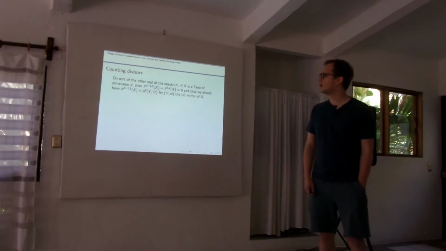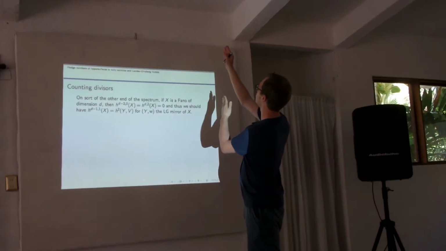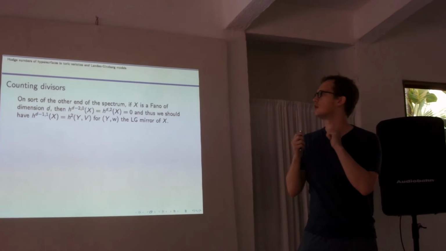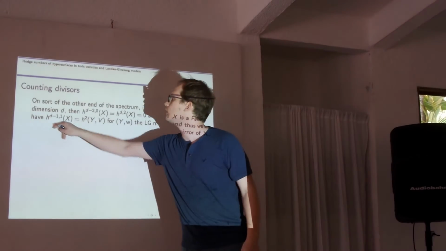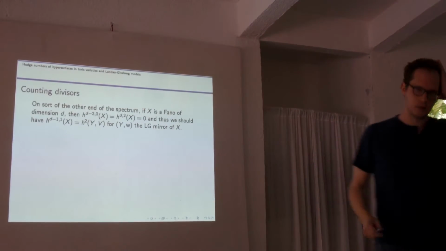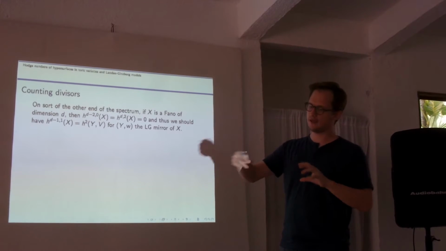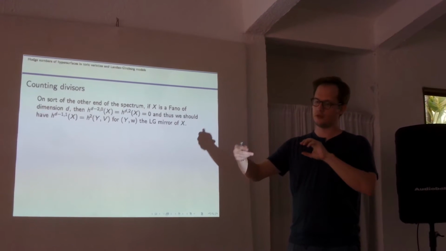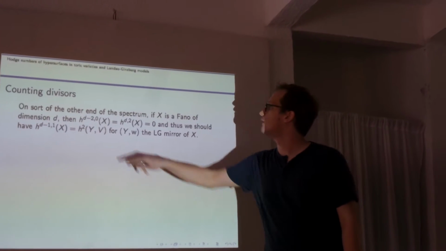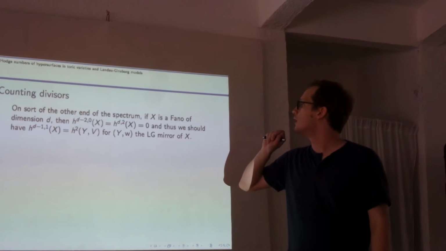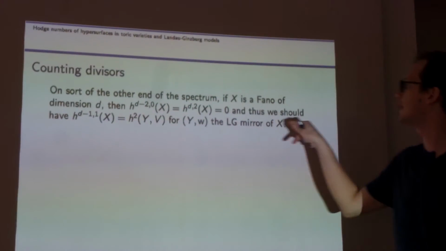Okay. So on the other end of the spectrum, in the case of Fano varieties, all Hodge numbers vanish except for the h^{p,p}'s, right? So the question is, what does mirror symmetry predict for the Landau-Ginzburg model of that variety? If X is Fano, then these two Hodge numbers vanish. Thus, we should have that this is equal to H^2 of the relative cohomology where this Landau-Ginzburg mirror is.